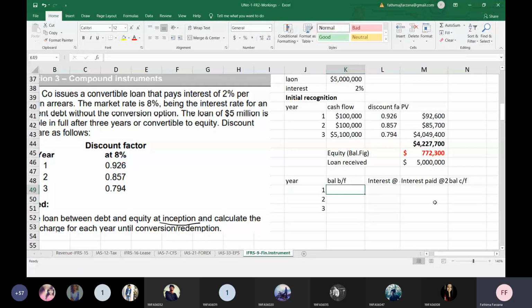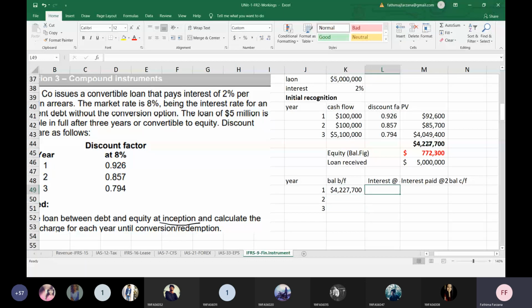Coming to year, they've given 1, 2, 3 only, don't bother much. Year end, year beginning, that problem is not there. What is the balancing figure in this case? Which amount will I take here? The sum of the PV, 4,227,700. Okay, this is the amount I'll be taking here. This is what I have as my liability.